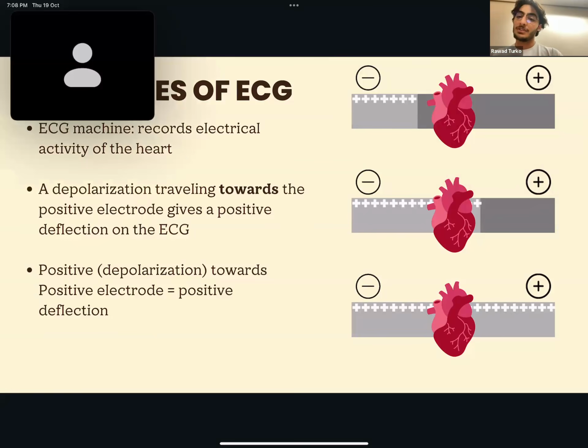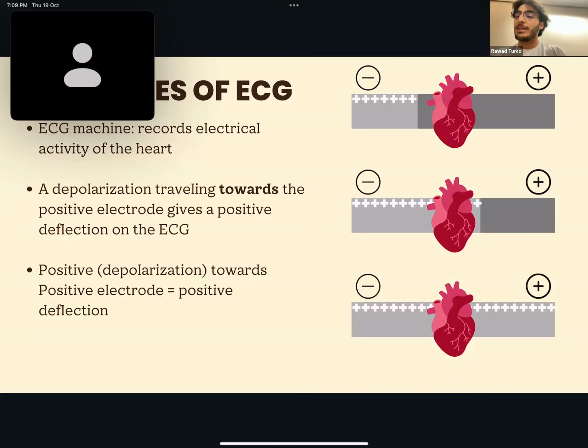A depolarization, or in other words, what would cause a contraction. A depolarization, by the way, is when these negative charges turn positive. So we know that the resting membrane potential of a cell, any cell, usually is negative. A depolarization, if you guys remember from your previous lectures in foundation and in CVP, is when that little membrane potential becomes more positive. Okay, and those negative charges turn more positive. So a depolarization traveling towards the positive electrode gives a positive deflection on the ECG.